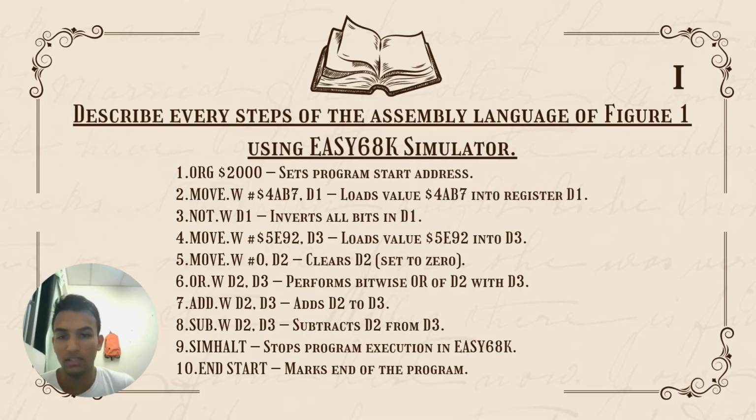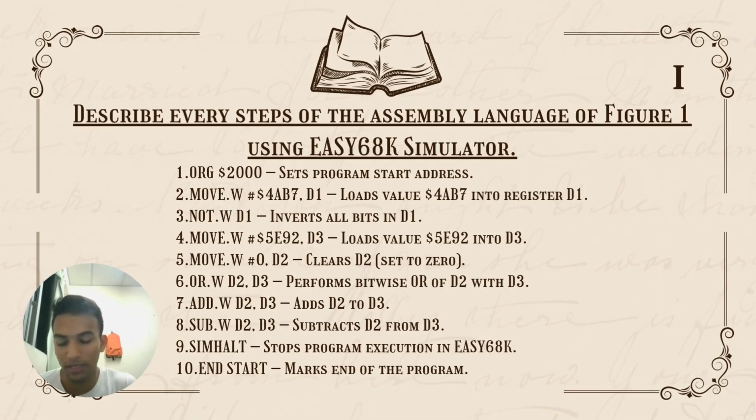So that is all the steps. First, you need to put the origin, like in the photo. Later you need to include in what size you need to move. In this question, the size that we use is MOVE in the size of word. After that we also have NOT, which inverts all the bits in D1. As you can see, those are all the following steps.